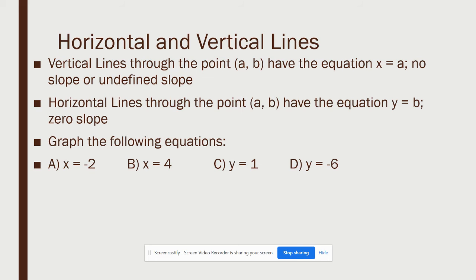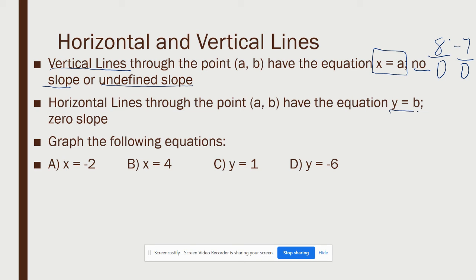Horizontal and vertical lines. These are our special lines. Vertical lines have the equation x equals a, and have no slope or undefined slope. That's because when we find slope of it, we have a 0 in the denominator. So it would maybe look like 8 over 0 or negative 7 over 0 or something like that.